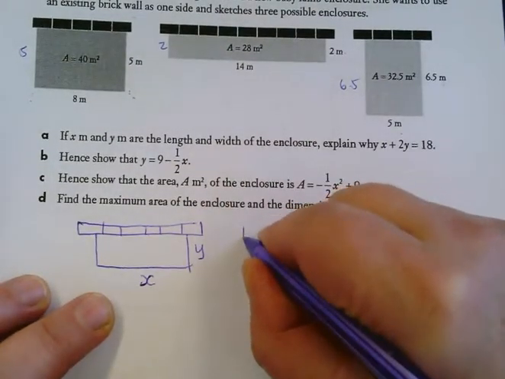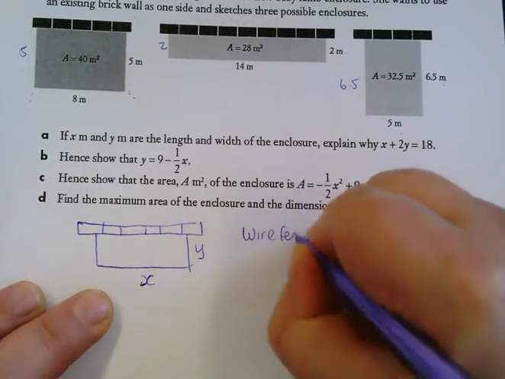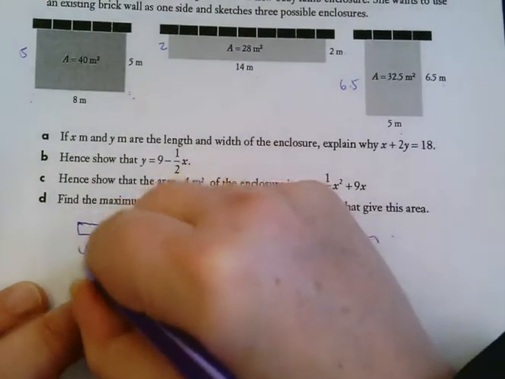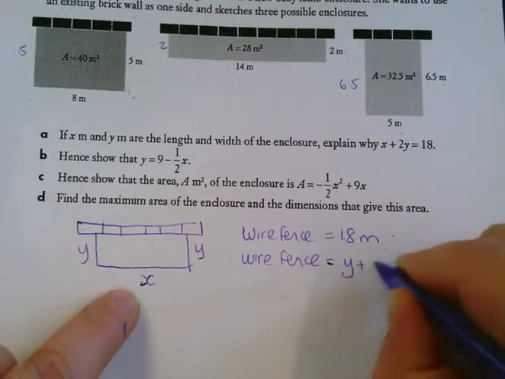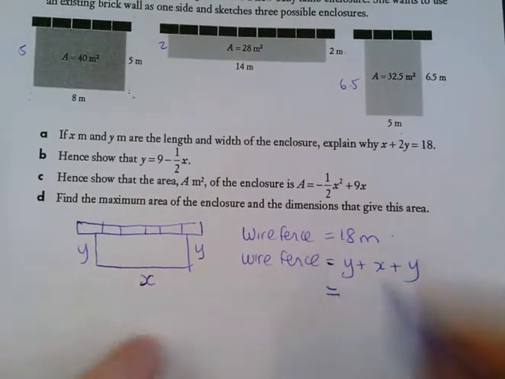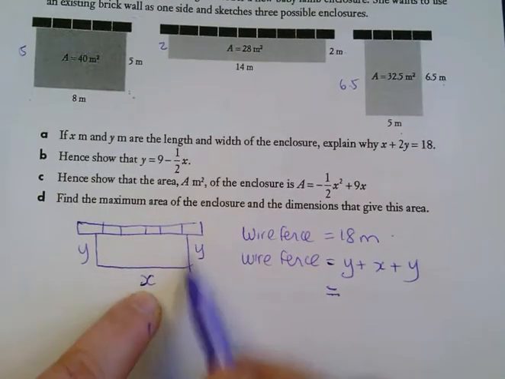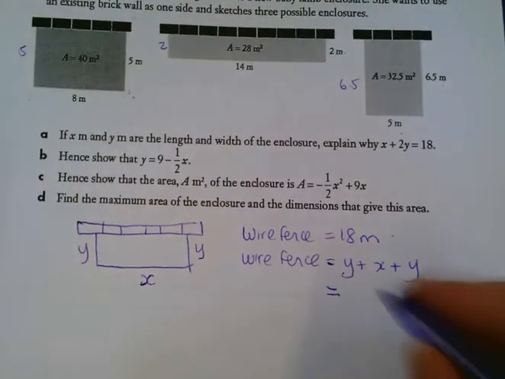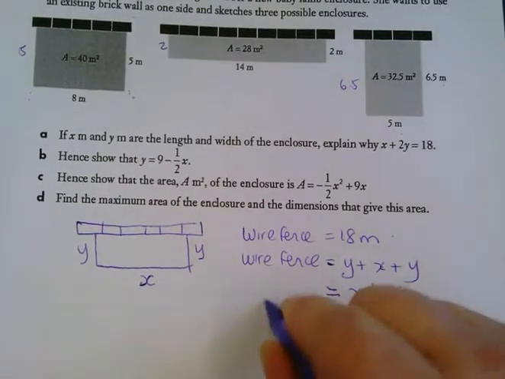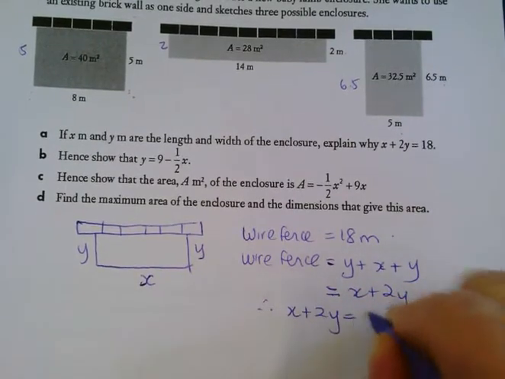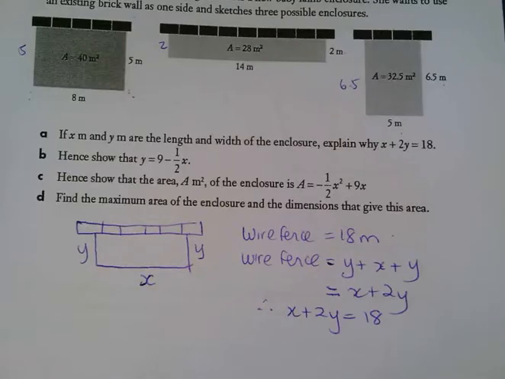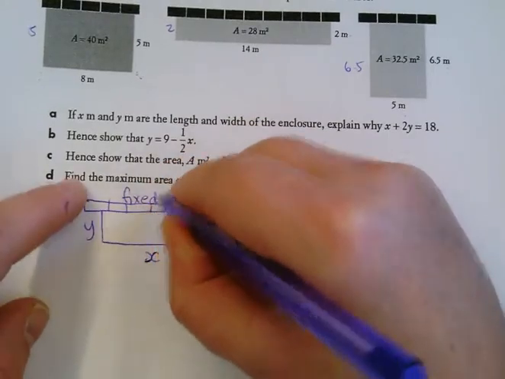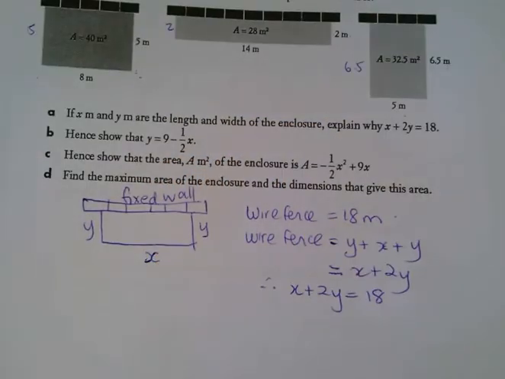So, isn't the wire fence equal to 18 meters? If you draw a diagram, isn't it y plus x plus y? Can you see that? If the length is x and the width is y, if you want to fence around here, you've got y plus x plus y, which is x plus 2y. So therefore we can say that x plus 2y is 18. This is a fixed wall. You don't need fencing along the wall.